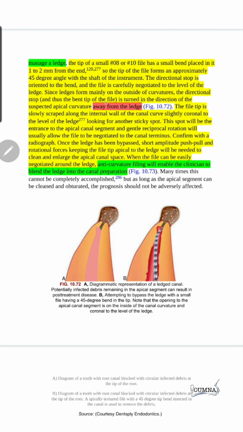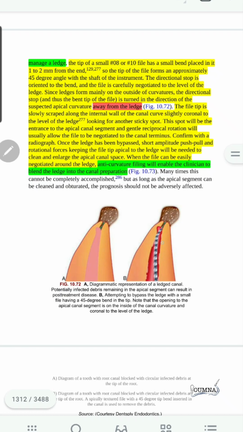Since ledges form mainly on the outside of the curvatures, the directional stop is turned in the direction of the suspected apical curvature, away from the ledge, which means that if the ledge is directed this way, the bend must be in the opposite direction, so that we can fix the direction. And if we did the opposite, we will worsen the ledge and increase it until it becomes a perforation.